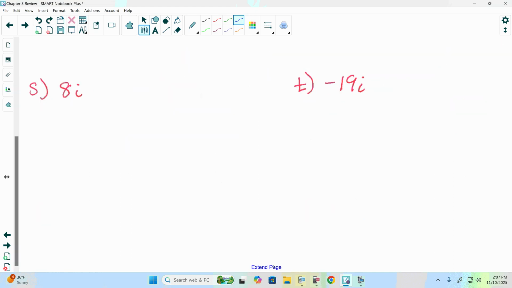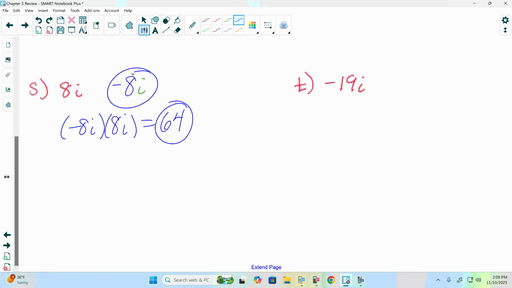Let's look at one more. Or one more for sure. 8i. What's its complex conjugate? Negative 8i, yes? Then we would multiply them together, negative 8i times 8i. And if we plug that in, it'll tell us it is 64. Because 8 times negative 8 would be negative 64. I times I would be I squared. I squared is negative 1, so it's just going to change it from negative 64 to positive 64.